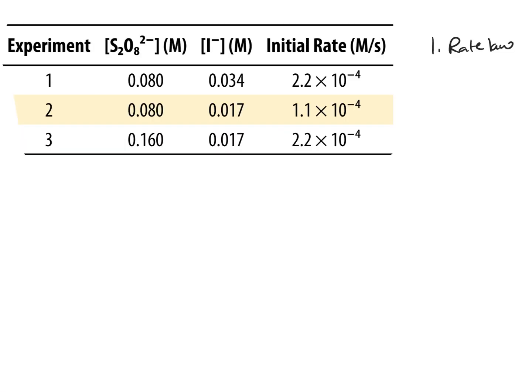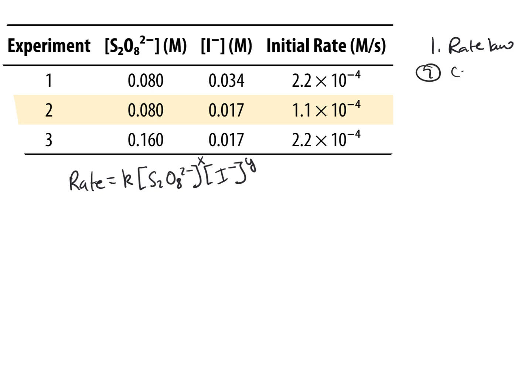Let's take a look. Our first case here is that we have the rate law, so rate is equal to k. The first reactant is S2O8 2-. The second reactant is I-. And again, those go to their exponents, their orders. So S2O8 2- to the x, I- to the y.